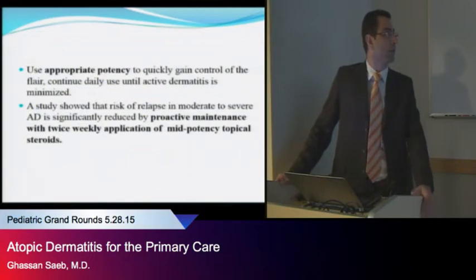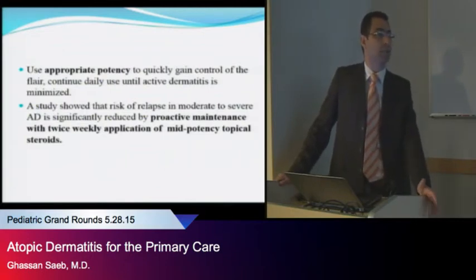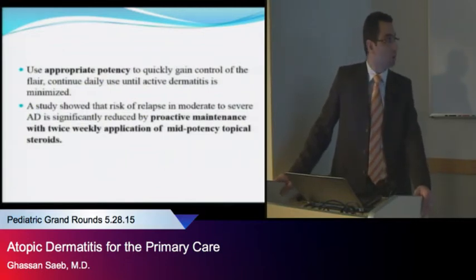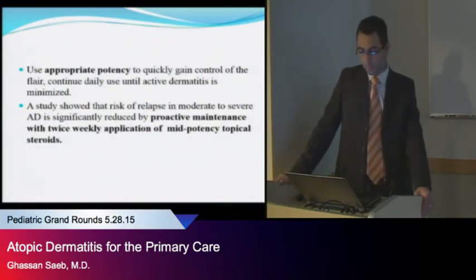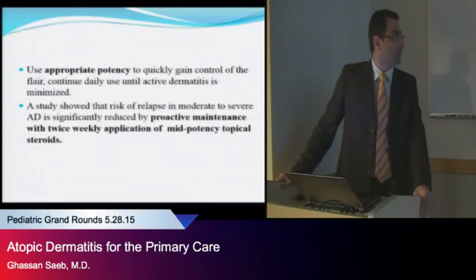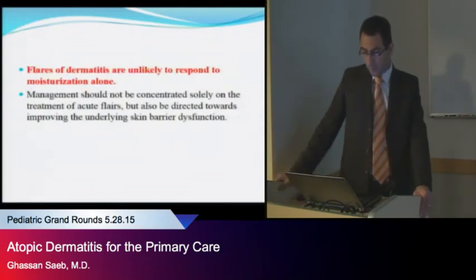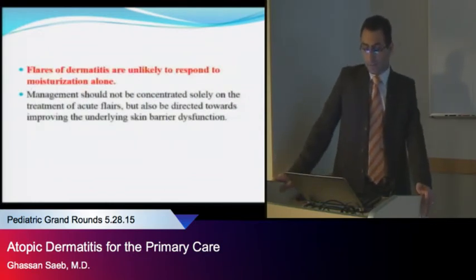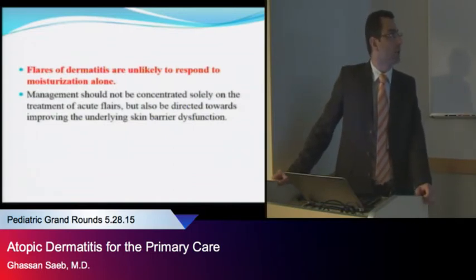If it doesn't go away within 10 to 15 days, they should go back to the primary care physician. A study showed that risk of relapse in moderate to severe AD is significantly reduced by proactive maintenance with twice-weekly application of mid-potency topical steroids on the active or the recurrent lesions. Flares of dermatitis are unlikely to respond to moisturization alone, so you should use a topical steroid.